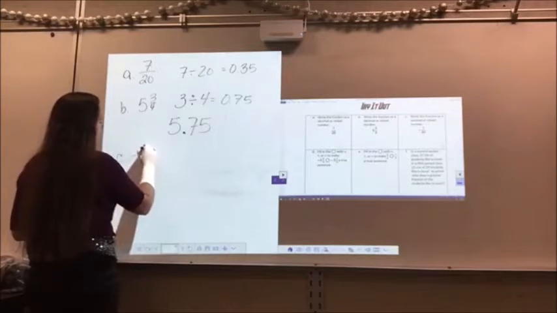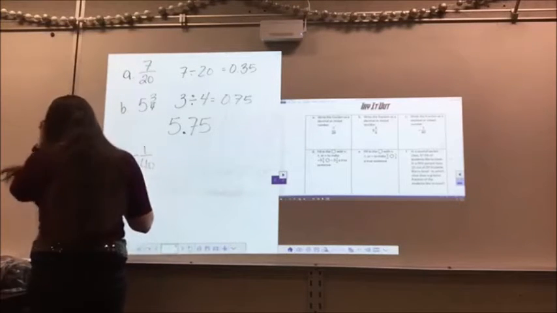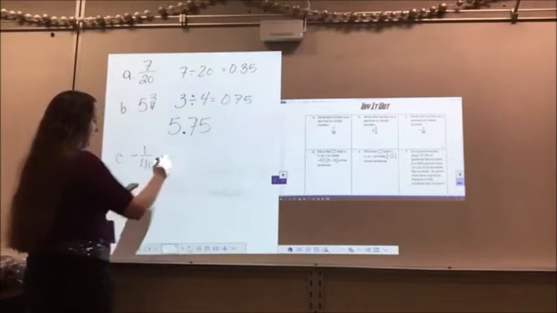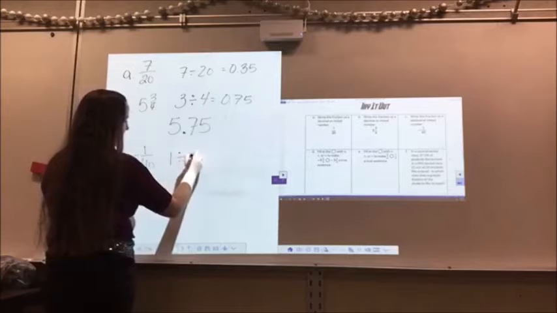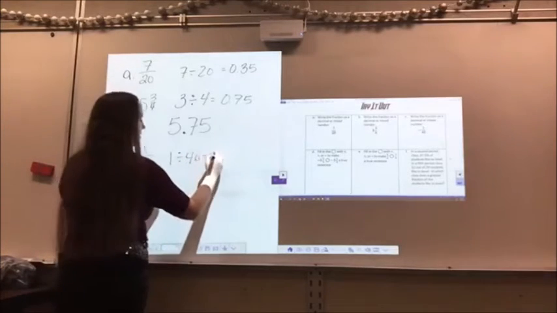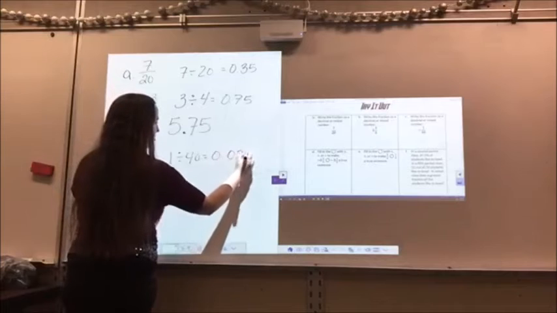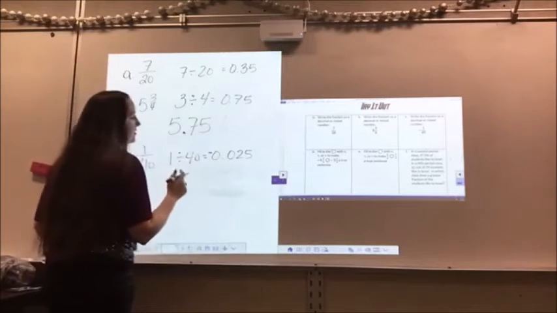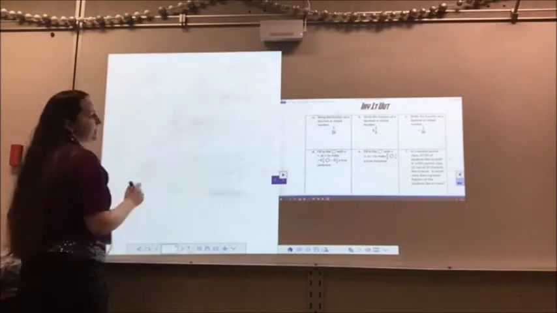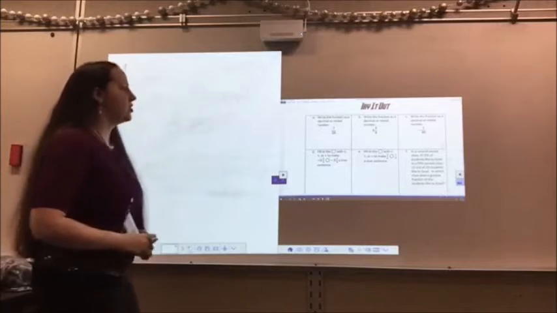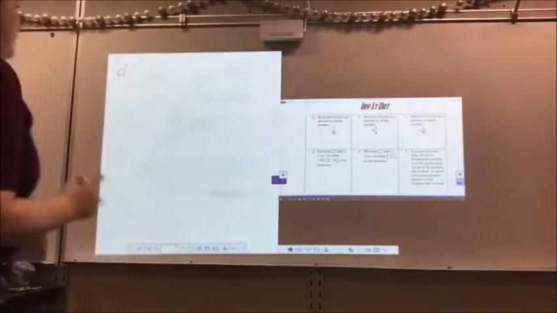For letter C, write a fraction as a decimal or mixed number. I have -1/40. So when I divide 1 divided by 40, it equals 0.025. And it's negative, so my answer is going to be negative as well. So -0.025.